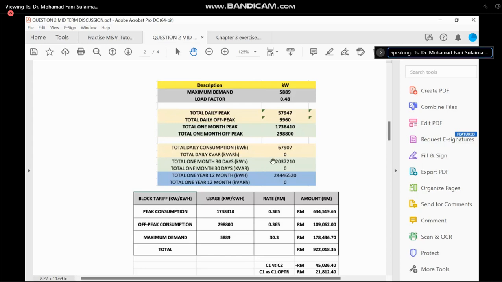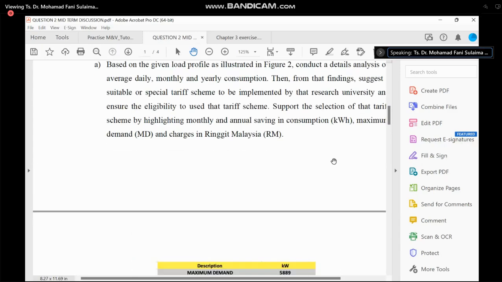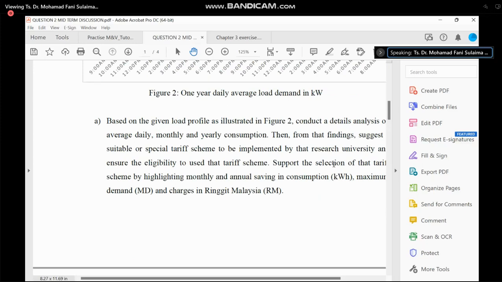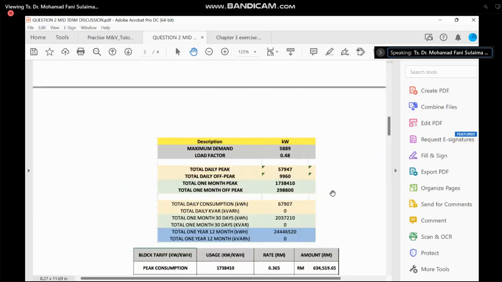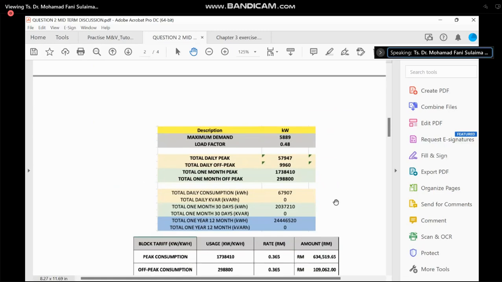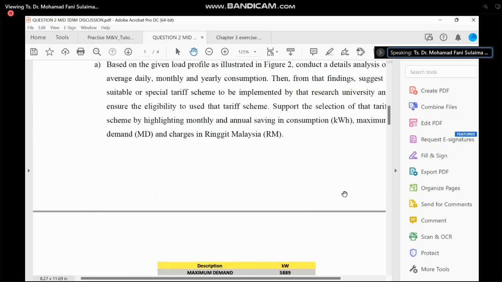And for 1 month, just multiply with 12 months. Okay, you will get 1 year energy consumption. All right. So that one is for energy consumption, daily, monthly, and yearly. So if you can do something like this, the table, I think this is a proper answer to provide, some table like this.